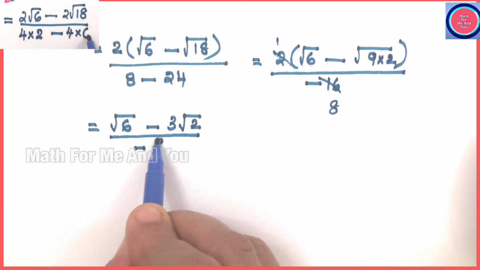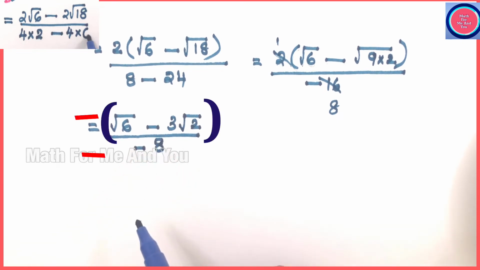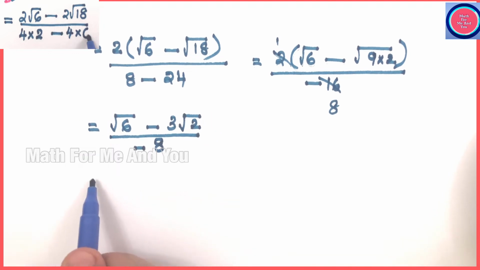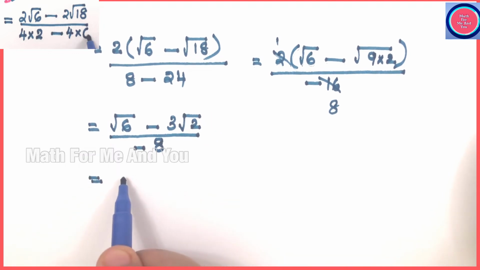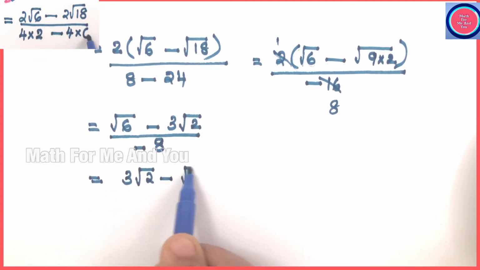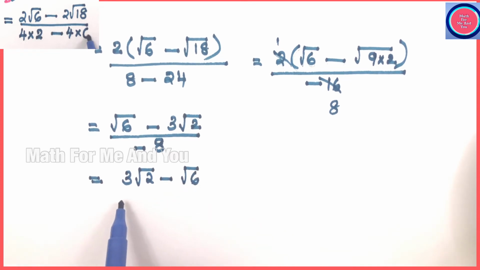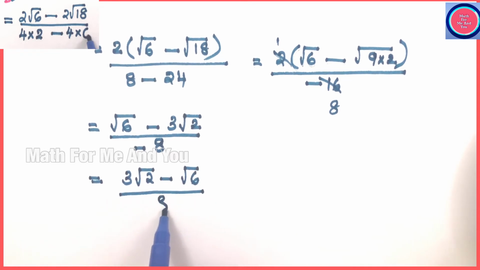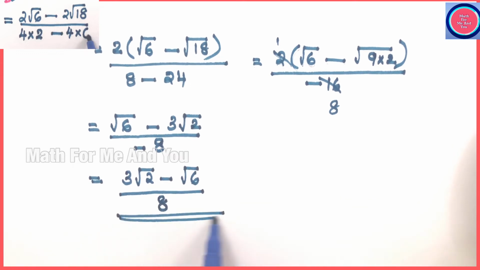You can see negative in the denominator side. So multiply numerator and denominator with a negative, so that the denominator changes to a positive term. When you multiply the numerator with a negative, minus 3 root 2 becomes positive 3 root 2. So let's start with the positive term, then plus root 6 changes to minus root 6, divided by minus 8 becomes positive 8, and this is the value of the expression.